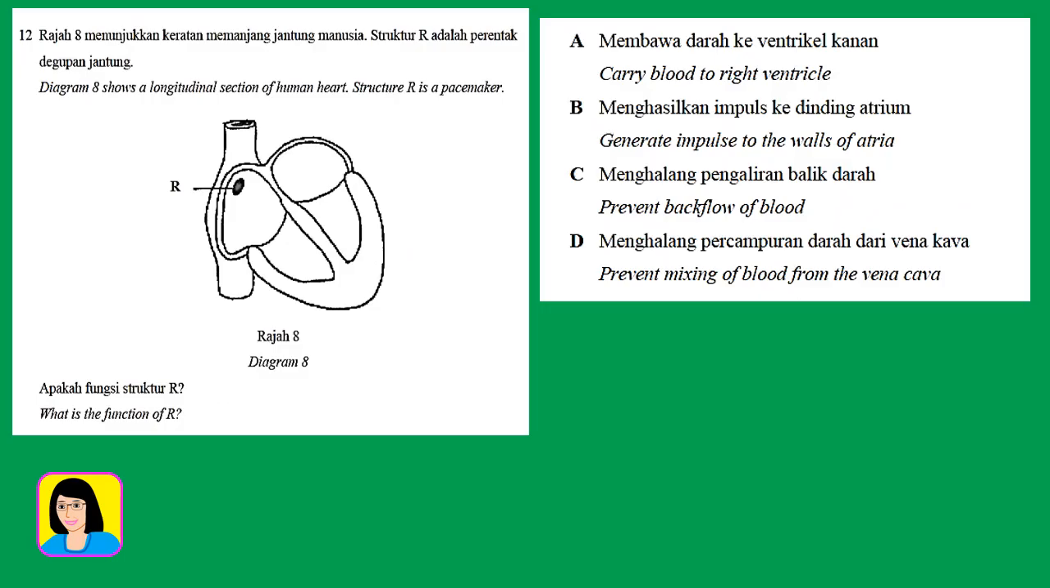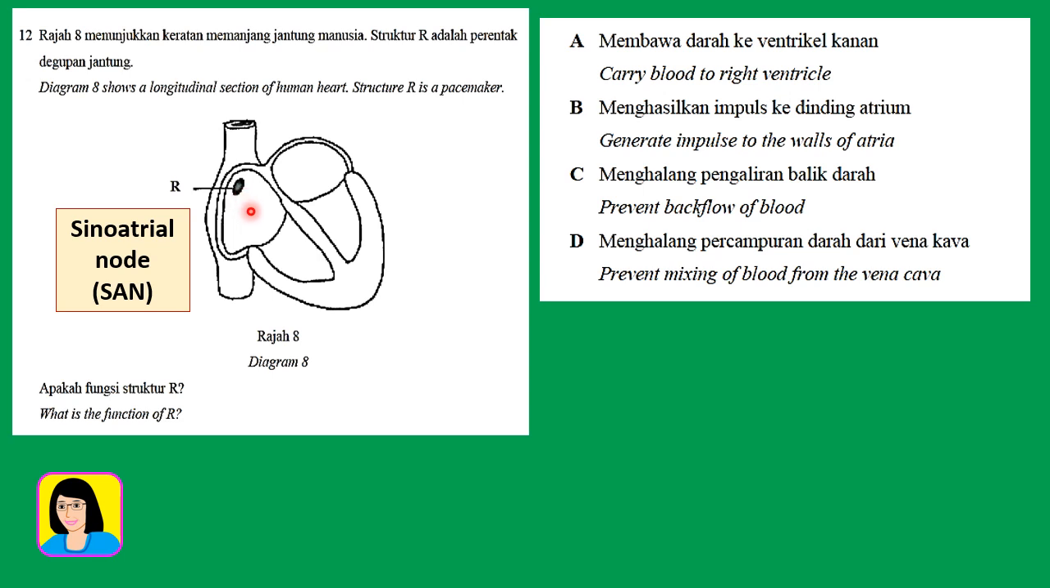Now question 12. Diagram 8 shows a longitudinal section of the human heart. Structure R is a pacemaker. What is the function of R? So what is the exact scientific name, the scientific term for R? The name is sinoatrial node, or SA node.